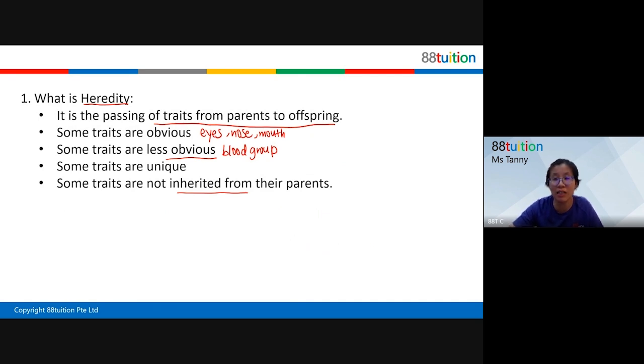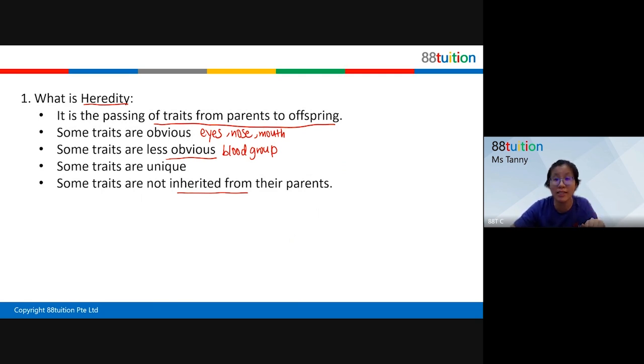For example, I say, okay, for example, your Chinese is very good. It may not be inherited from parents. This one is because your teacher is very good. You learn the Chinese very well, or your English is very good. It may be because your parents' English is very good, but that's not because you inherit it from them. It's because you learn from them.